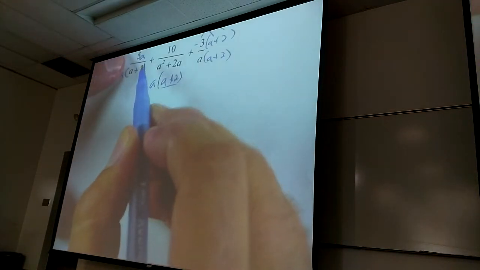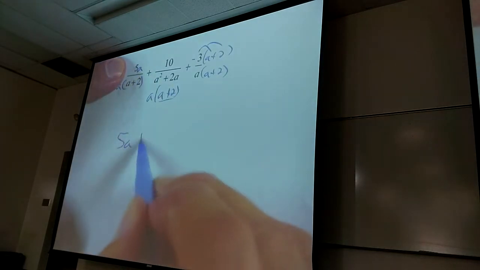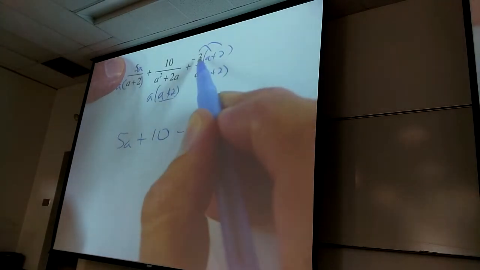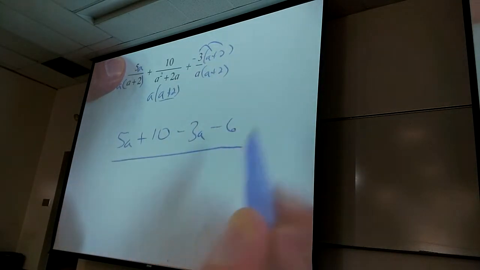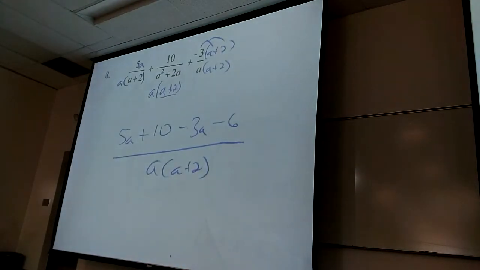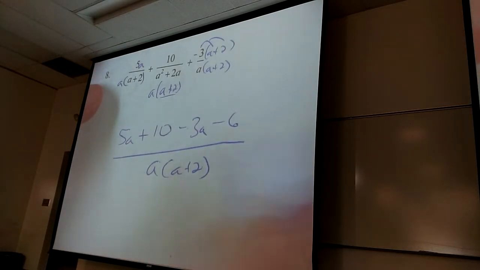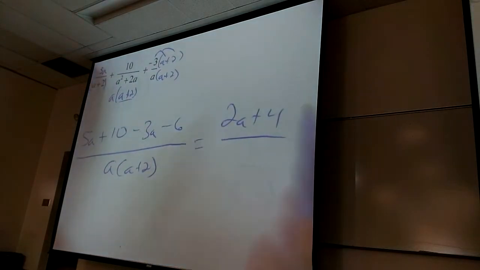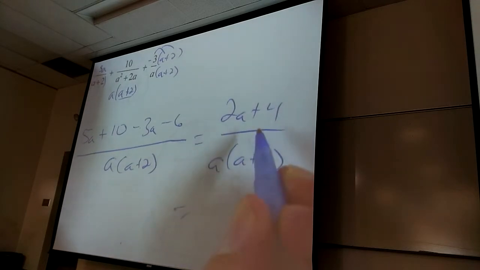So let's see what we get on the top here. We get 5A plus 10 minus 3A minus 6. I like it. All over A times A plus 2. Let me stop there. Just because it's 3 fractions is not a valid enough excuse for you to skip it. You just do the same thing to all 3, right? Which one's missing what? And then what do you get when you combine stuff here? 2A plus 4. And then you can factor the top.